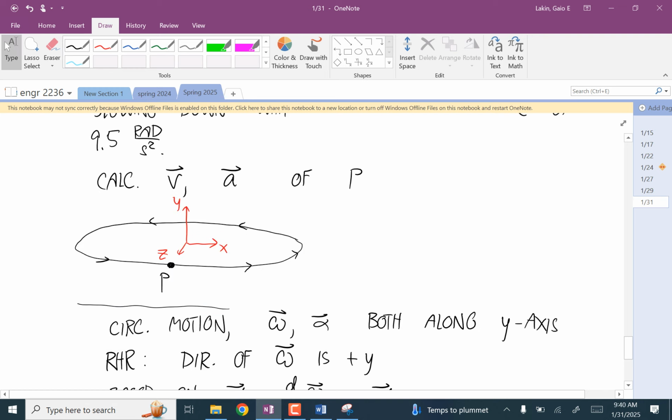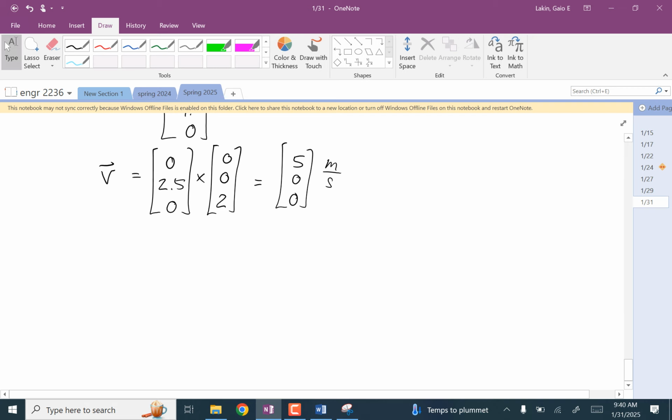Let's look at the picture. Does it make sense that this object's velocity is in the positive x direction? Yeah, because that's tangent to the path at that instant in the direction of motion. And then the acceleration.